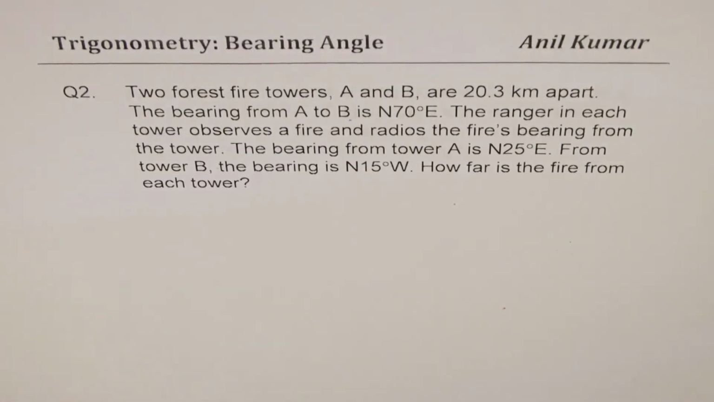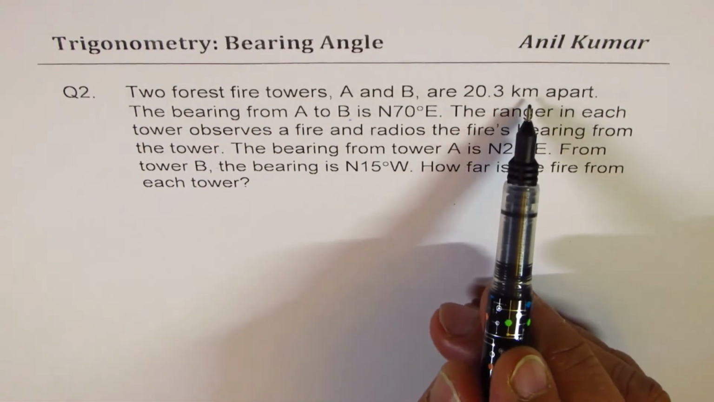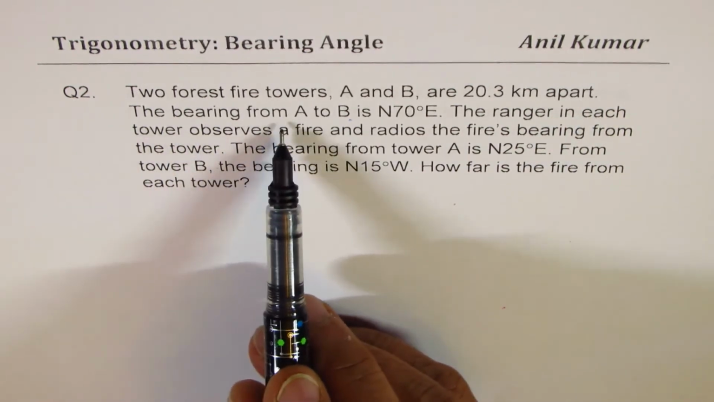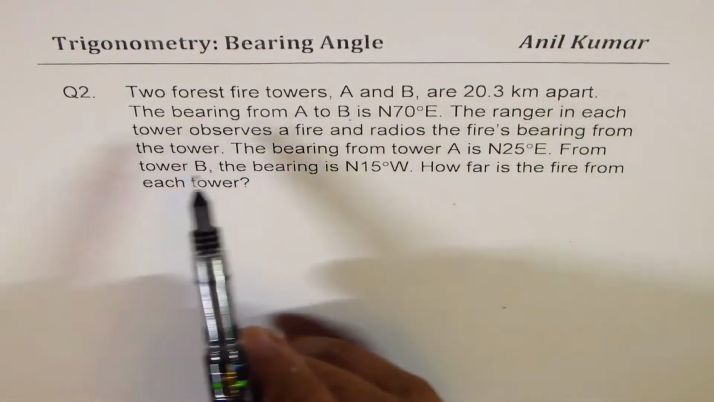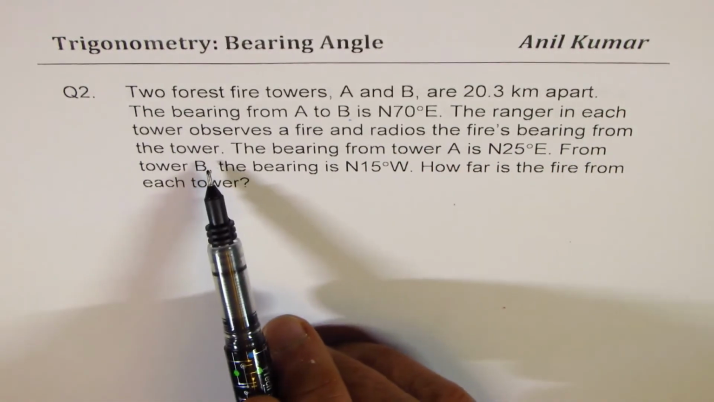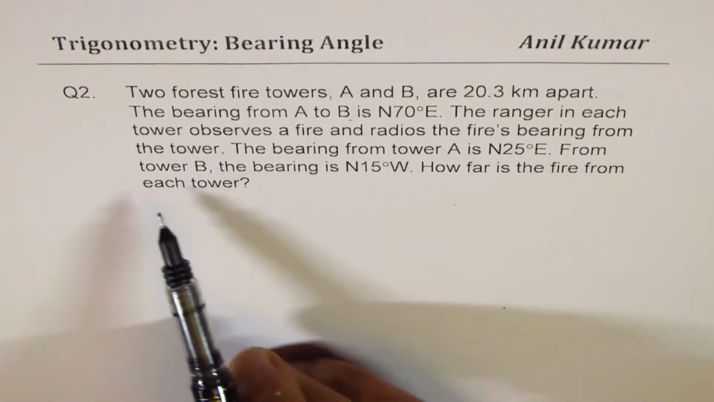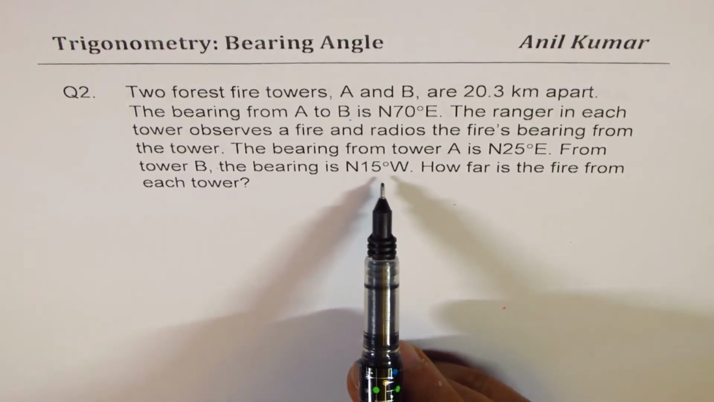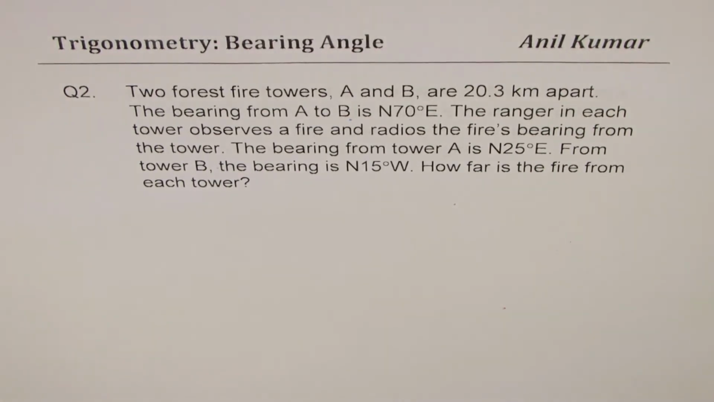It is: two forest fire towers A and B are 20.3 kilometers apart. The bearing from A to B is north 70 degrees east. The ranger in each tower observes a fire and radios the fire's bearing from the tower. The bearing from tower A is north 25 degrees east. From tower B, the bearing is north 15 degrees west. How far is the fire from each tower? You can actually pause the video now, answer the question, and then look into my suggestions.